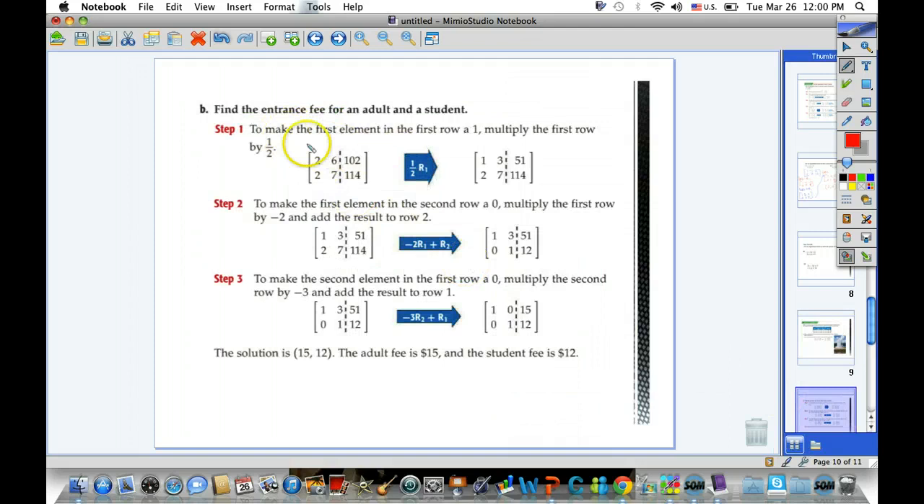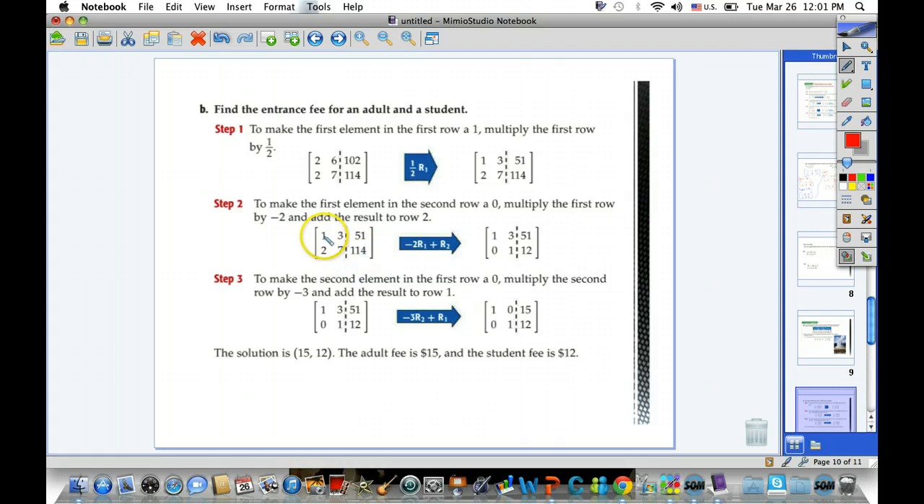So what are you going to do? Find the entrance fee for an adult and a student. So really they're asking for x and y. Again, we're going to want this to be 1, 0, 0, 1, and whatever numbers you find here will be the answer. What they did was, to row 1, they multiplied everything by 1/2 to make that into a nice 1. So 1/2, 1/2, 1/2. Here are your numbers. The second row stays the same. Now they want the first element in the second row to be a 0. So what they did here was multiply the first row by -2 and then add it to here.